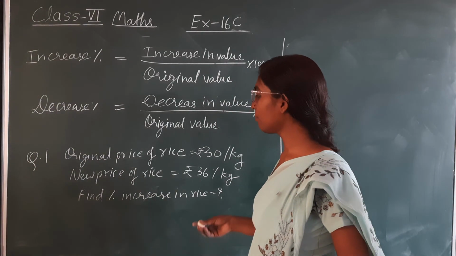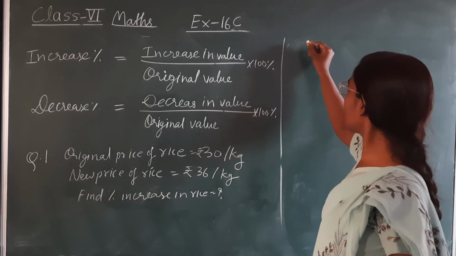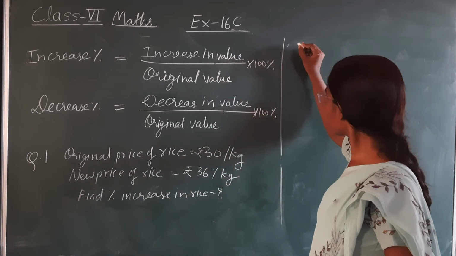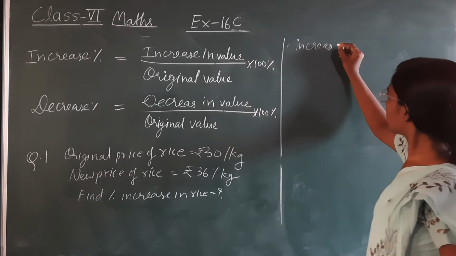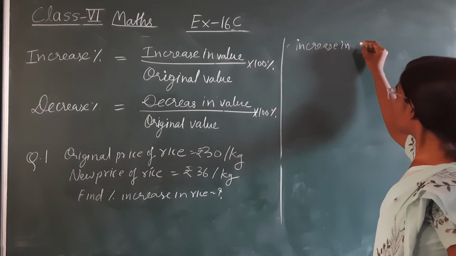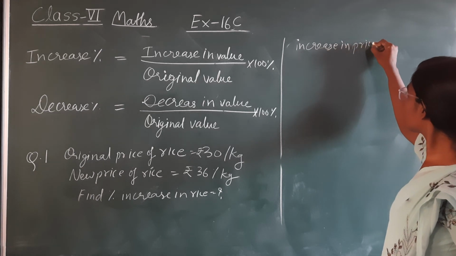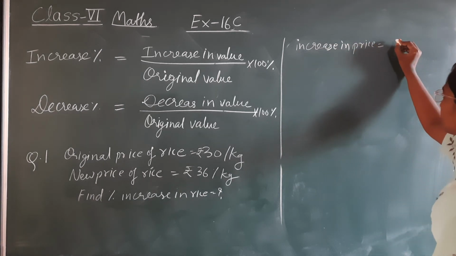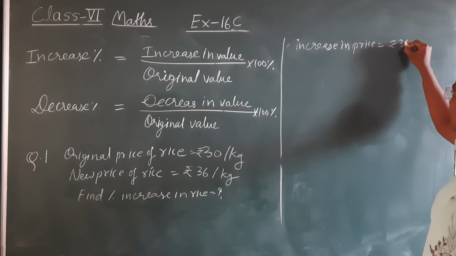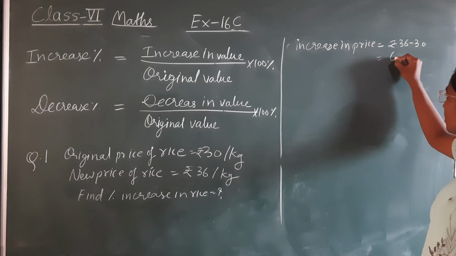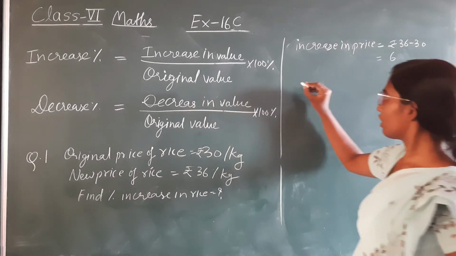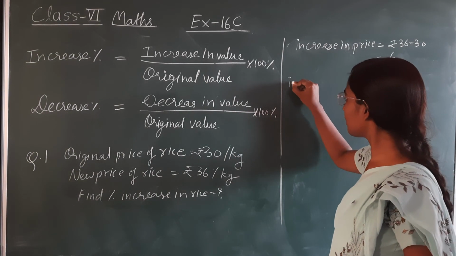How can we find it? Simply we will apply the formula. Increase in price is equal to rupees 36 minus 30 rupees. So it will be 6. Now find the increase in percentage.